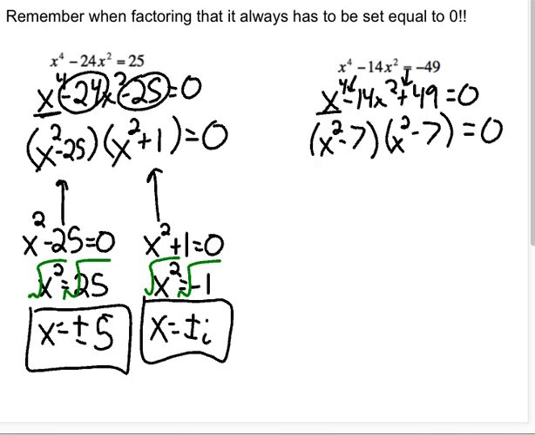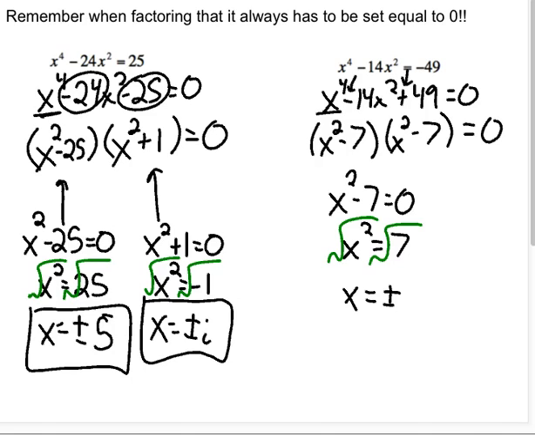Now, just like before, when you had two of the same things, I don't expect you to solve it twice, because solving it once, well, you're going to get the answer. So all you have to do is solve this once. Add the 7 over, square root both of them. Well, I'm square rooting a positive number, so I don't need the imaginary piece, but it's going to be plus or minus the square root of 7.